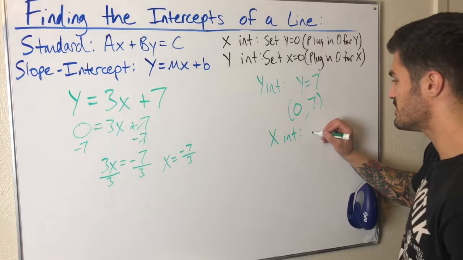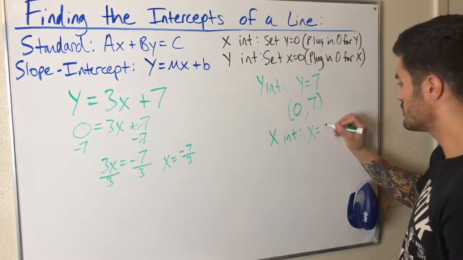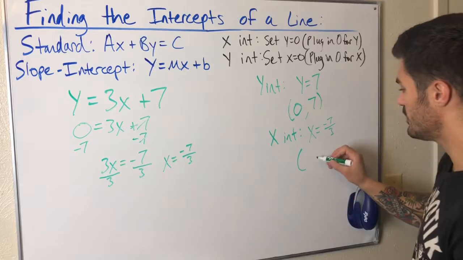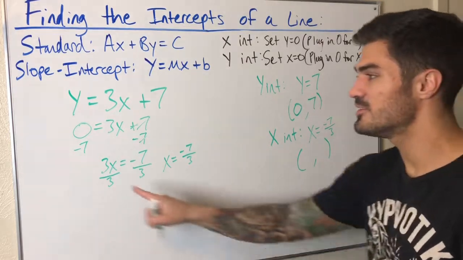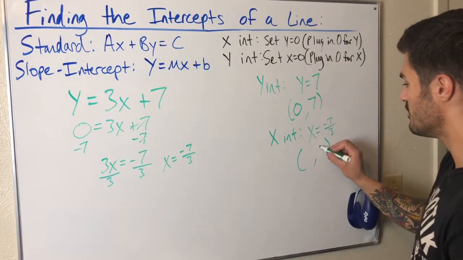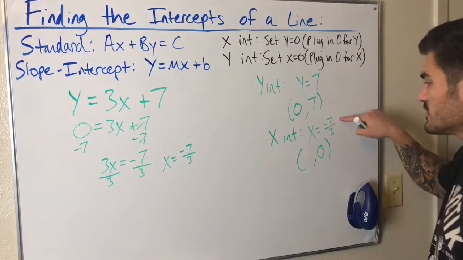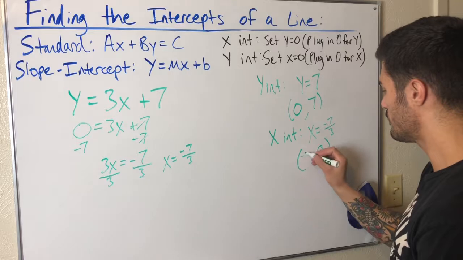This is actually our x-intercept. X equals negative 7 over 3. And where is this on the Cartesian plane? Well, remember I plugged in 0 for y. So my y is 0. And this is always true for x-intercepts. Y is equal to 0. And my x, well, that's just what I solved for. Negative 7 over 3.